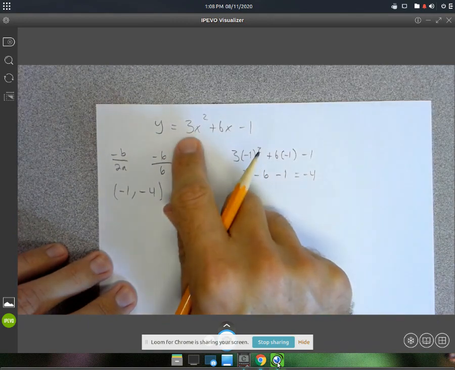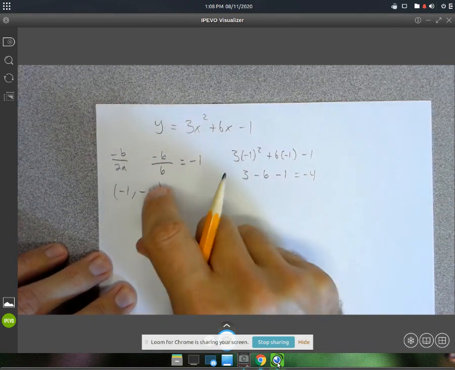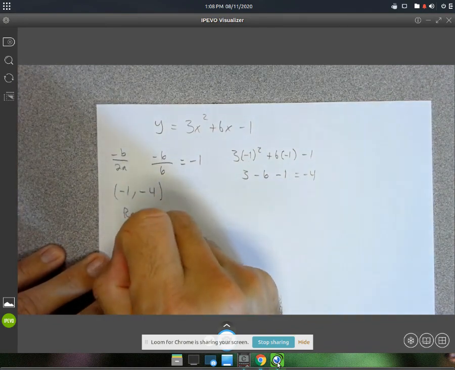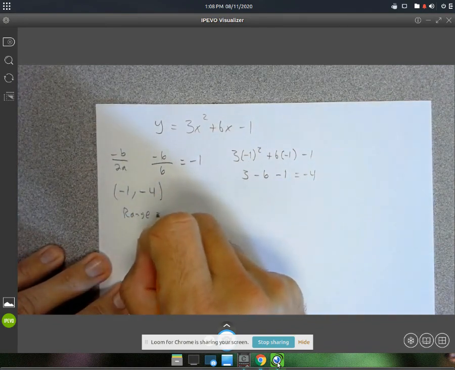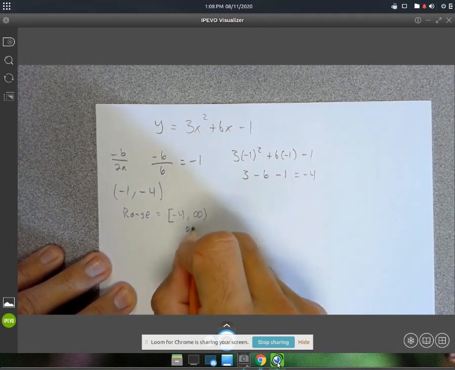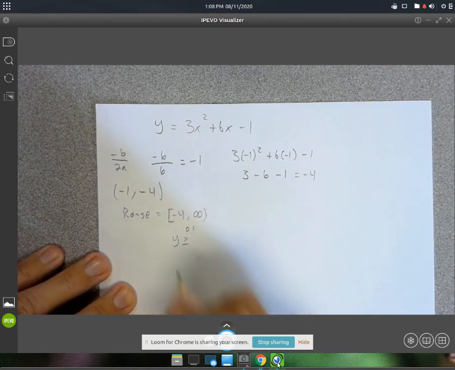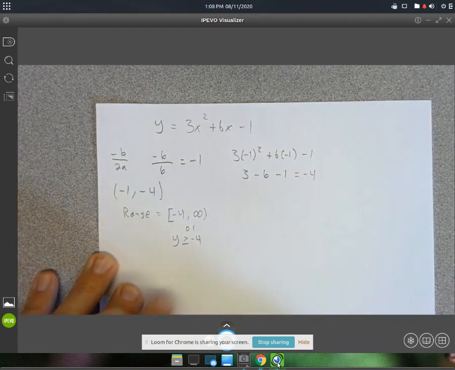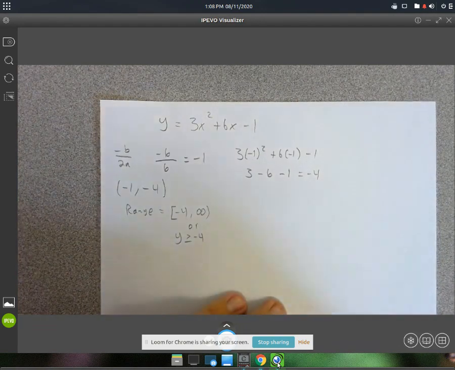All right, this one is opening up, and it has a minimum of negative 4. So the range is going to be negative 4 to infinity, or all the y values greater than or equal to negative 4. Okay, now what we're here for.